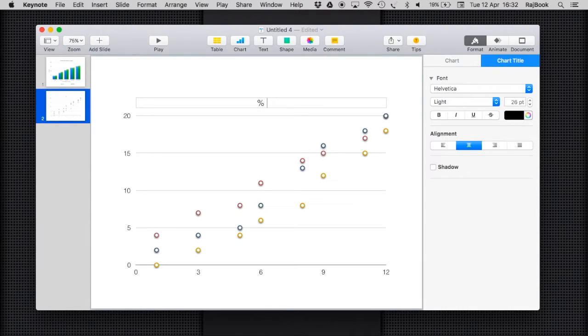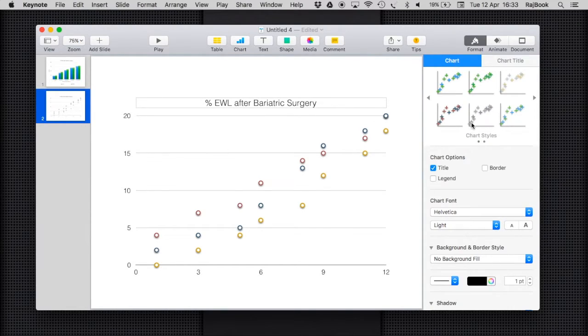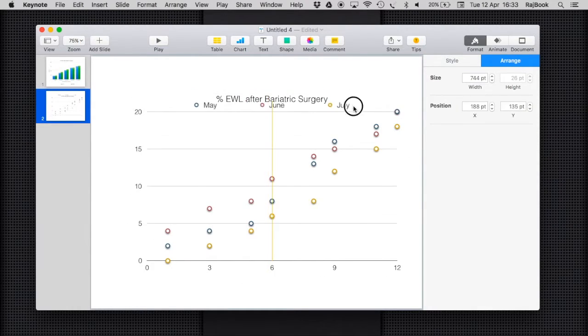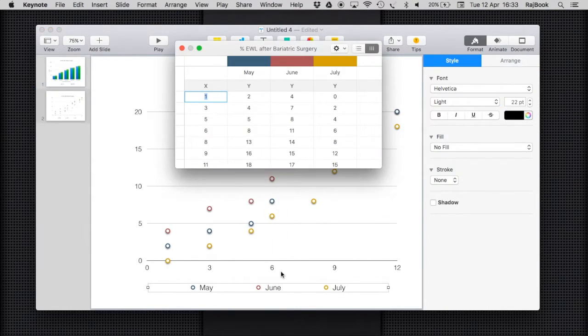So start with the title, maybe fix up the title. Here we want to compare the excess weight loss after bariatric surgery, maybe between a sleeve and, say, MGB. So we will do that. We go to the chart. Once the title is done, then you can fix up the legends. And legends will help you very clearly to understand what exactly is going on in the procedure.